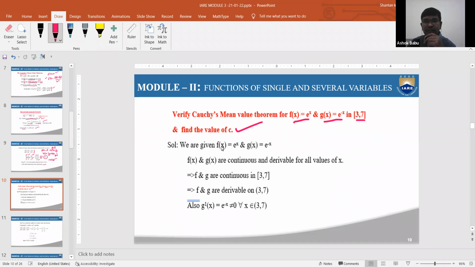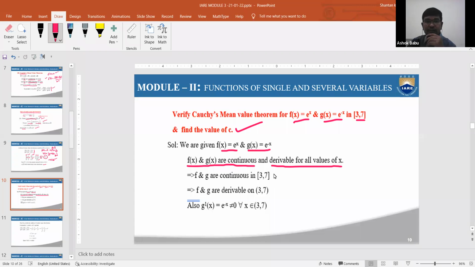First we need to check whether the functions f of x is equal to e power x and g of x is equal to e power minus x satisfy the conditions. By the properties, f comma g are both exponential functions. Exponential functions are continuous as well as differentiable in those limits. Therefore, f of x and g of x are continuous and also derivable for all values of the given limits. It also clearly exists in the limits 3 comma 7 only.